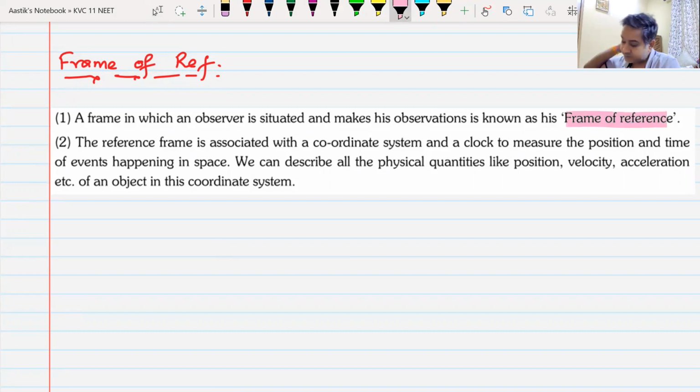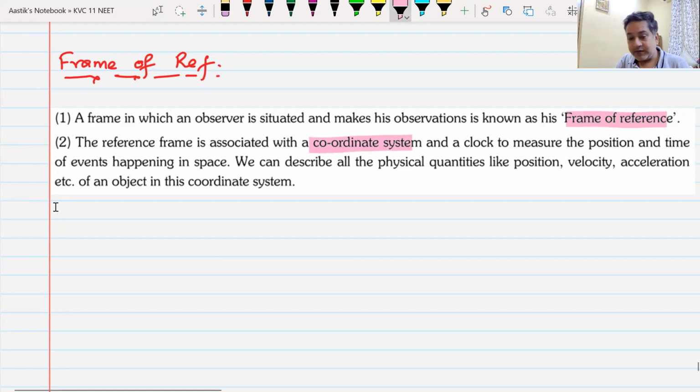Short, very short. Every frame of reference is associated with a coordinate system, because if there is no coordinate system, how are you going to understand the motion if there is no frame of reference? I hope this is clear to everyone. Yes or no?